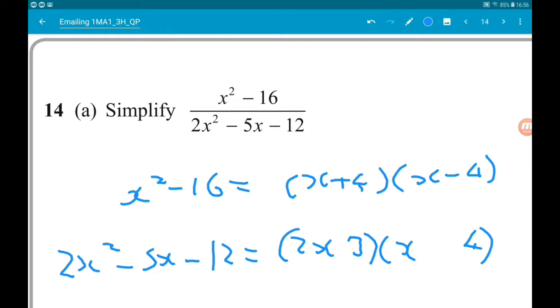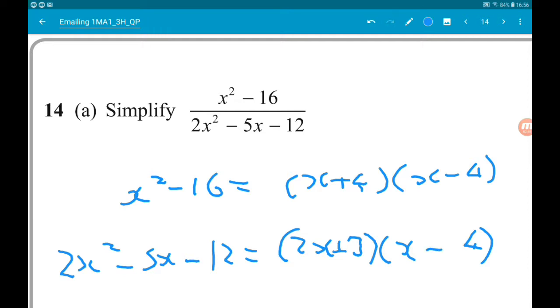Okay, so now we need to get a minus 5x in the middle. So if we did minus 4 times 2x, that would get us minus 8x, and then a plus 3 in the other bracket would then get us plus 3x. So that would take us up to minus 5x. So it's that way around. So we got 2x plus 3 times x minus 4.